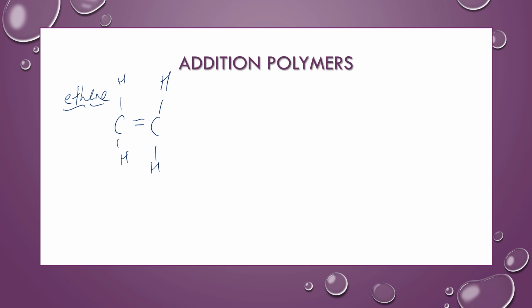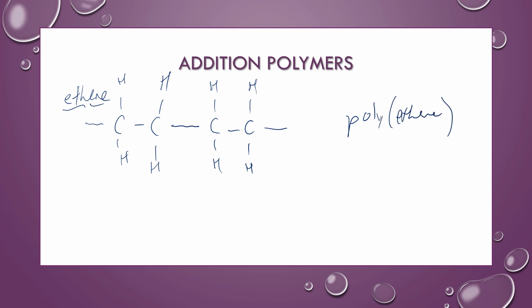If I have 2 molecules of ethene, like this, what can happen is that those double bonds can break. So both double bonds can break, and then I can form a new bond between those 2 carbons. And the carbons on the ends are free to do the same thing with additional units of ethene. So this one's called polyethene, the actual polymer, because you're putting multiple units of ethene together. This is probably the simplest addition polymer you can form.